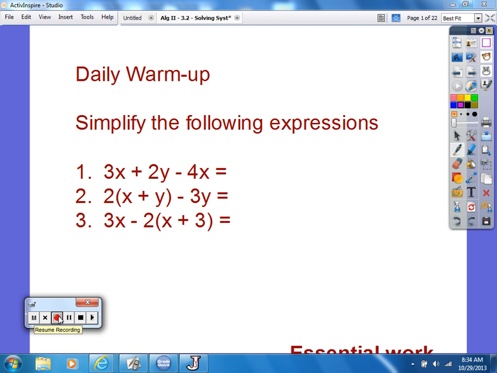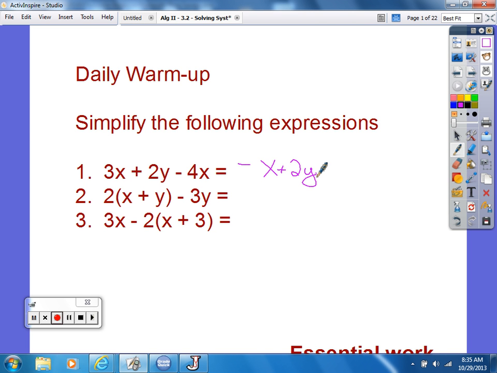Our substitution and elimination, and we need to be able to solve these basic equations to help us out. So can I have a volunteer tell me the answer for number 1? Lucas. Negative x plus 2y is correct.